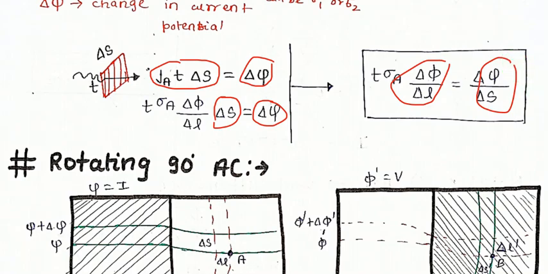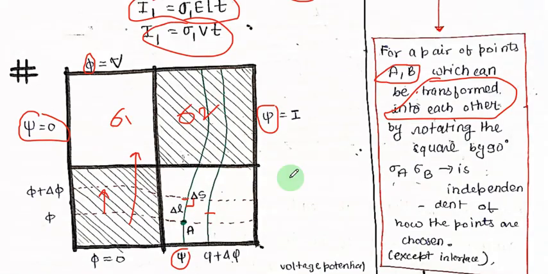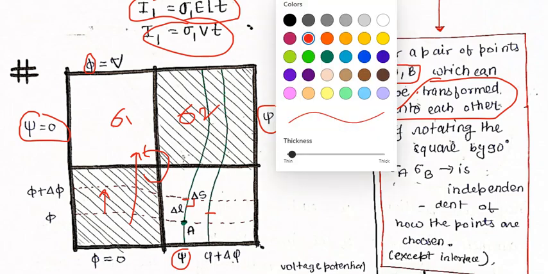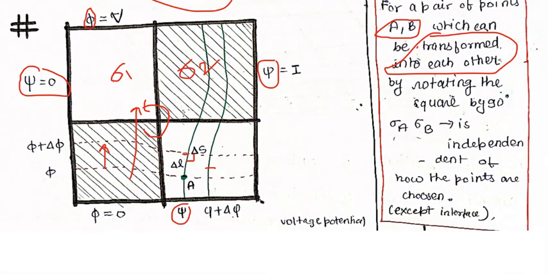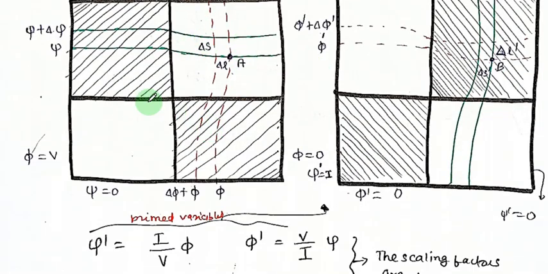Okay, so if I rotate this square by 90 degrees in the anti-clockwise direction like this, this will come here, this will come there, and this will go downwards. So if I rotate it by 90 degrees, I get this arrangement, and since I rotated everything here, phi is equal to v.